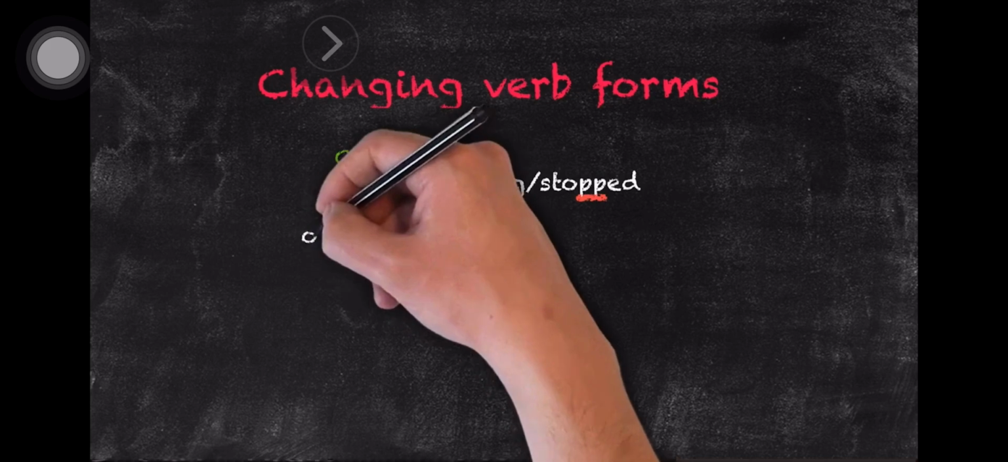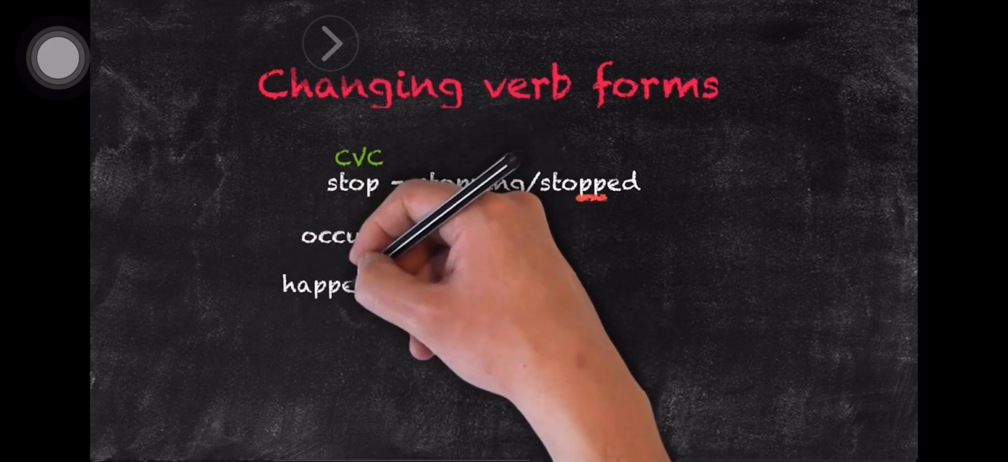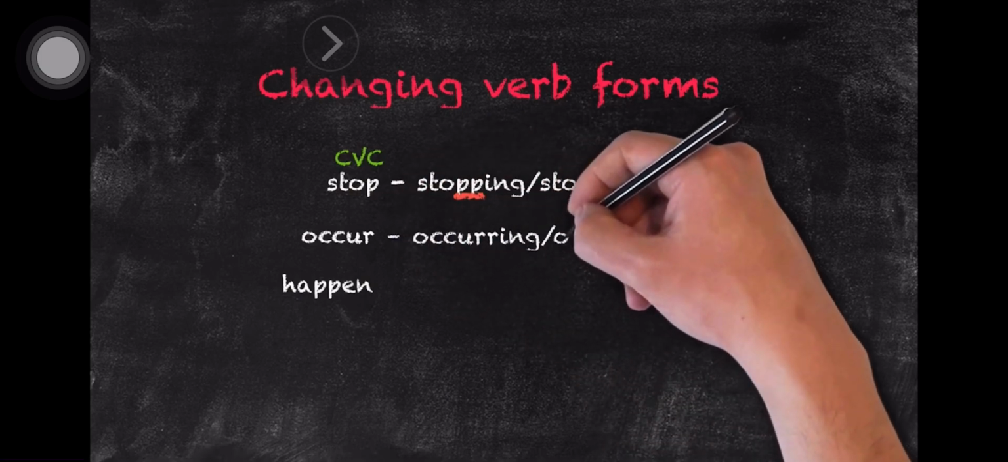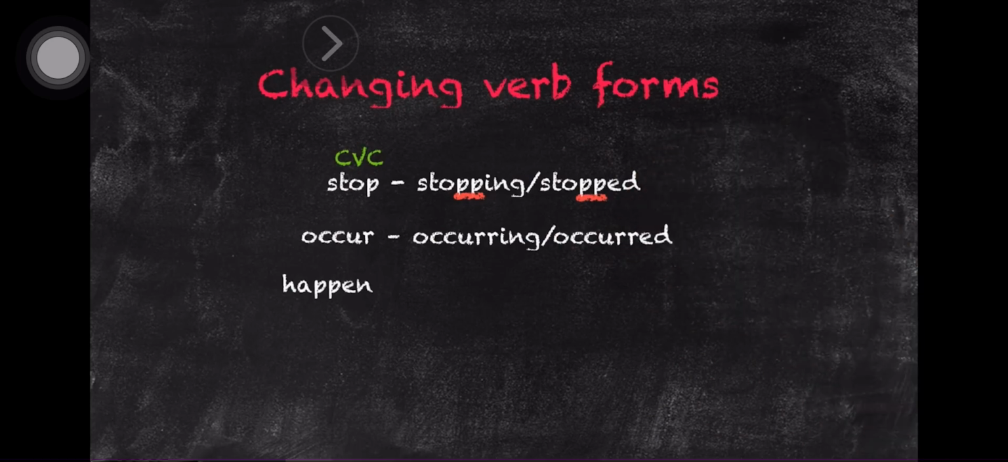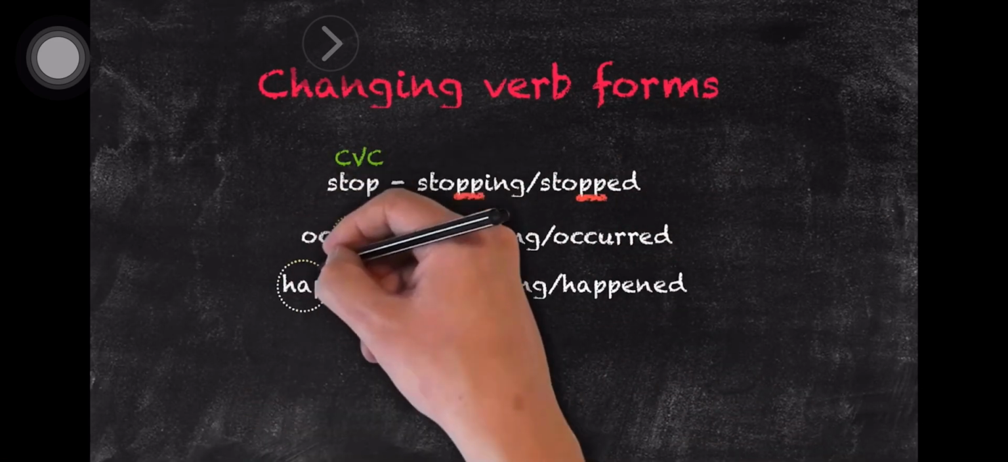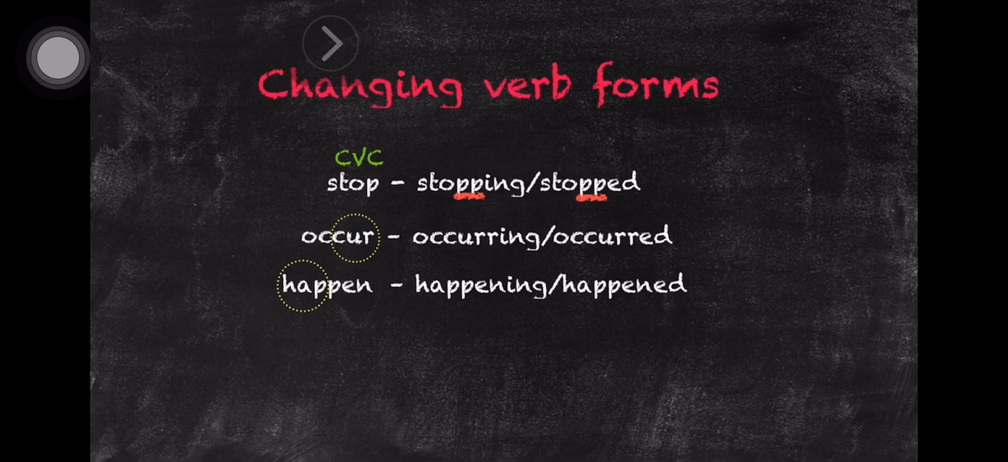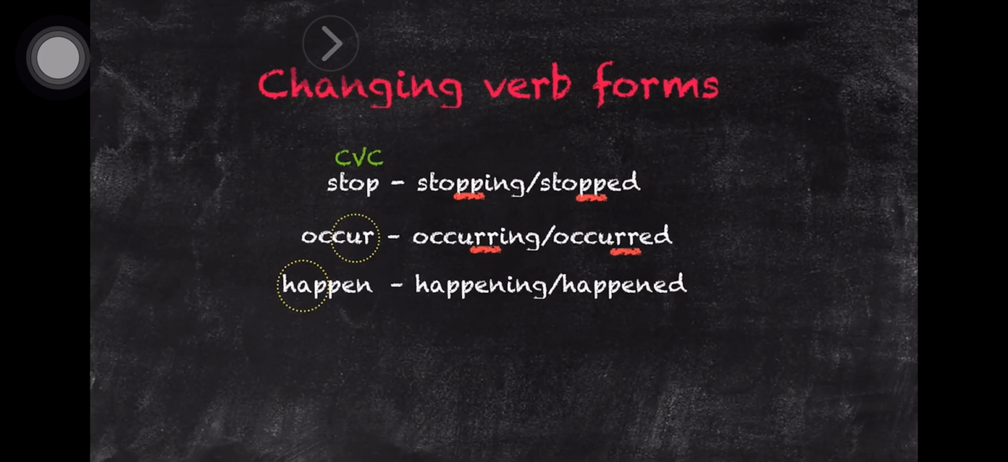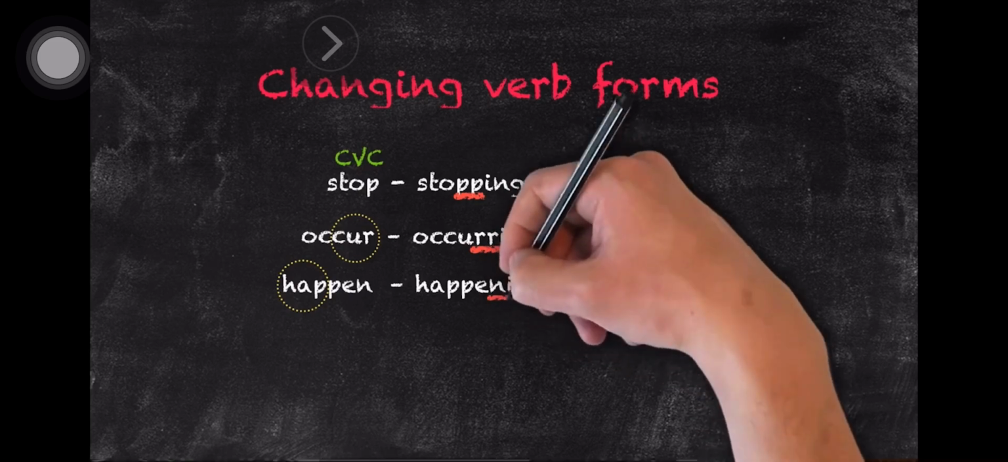In two-syllable verbs, such as occur and happen, we have to be focused on where the stress in the verb comes. Here, we've got occur. The stress is on the end of the word. Here, we've got happen, where the stress is at the beginning of the word. When making these changes, for the stress at the end of the word in patterns consonant, vowel, consonant, we double our final consonant before adding ing and ed. However, here, where we have the same pattern, consonant, vowel, consonant, yet the stress is at the beginning of the word, there is no doubling of the final consonant.